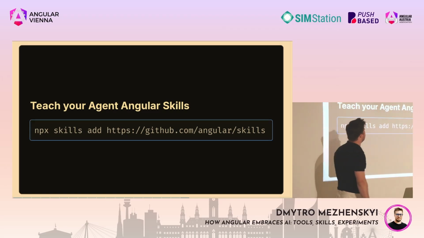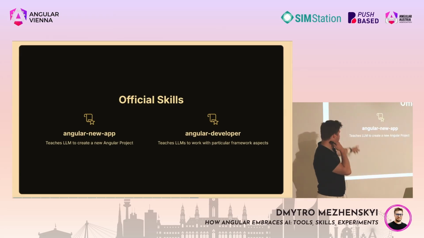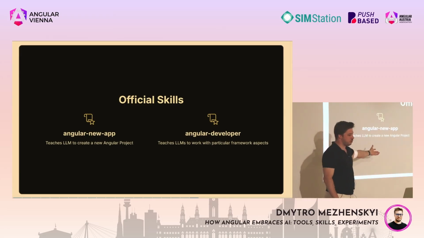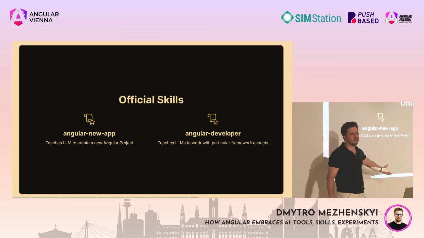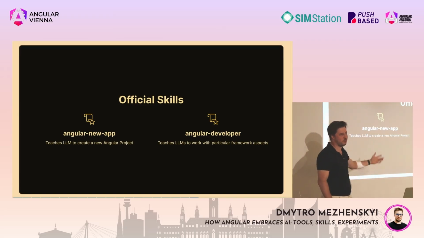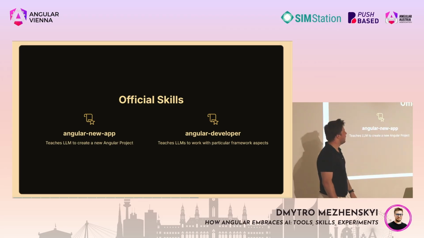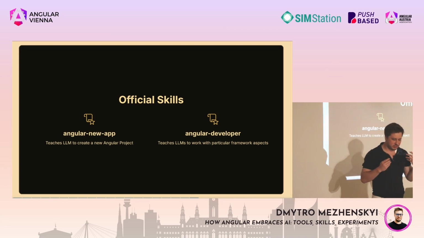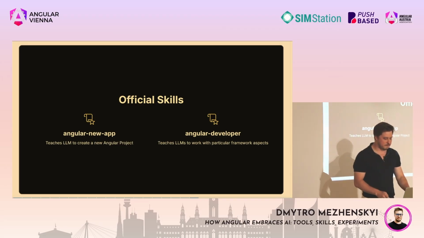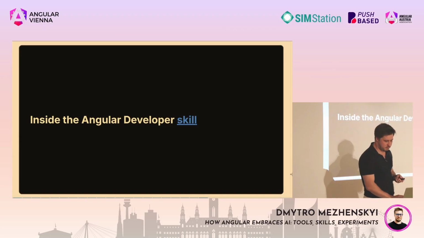And by the way, talking about which skills are available, right now we have two. We have one skill, Angular new app, which I personally have never used because I think Angular CLI is a way faster way to scaffold a new application. But the other one, Angular developer skill, is more interesting and more useful because it teaches the agent a lot of stuff that the agent can perform.